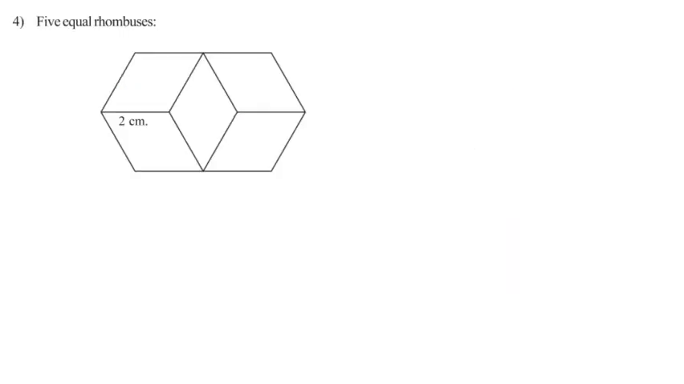Question number 4. 5 equal rhombuses. See this figure. Here only one side has given. We know all sides of rhombuses are equal. So all sides of these 5 rhombuses are equal. Then what about its angles? How do we find angles, children?